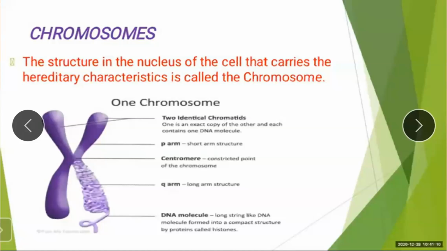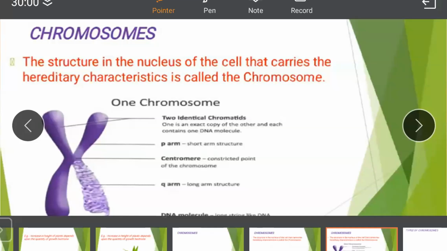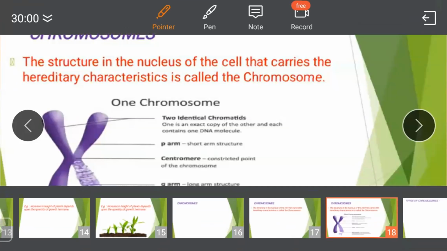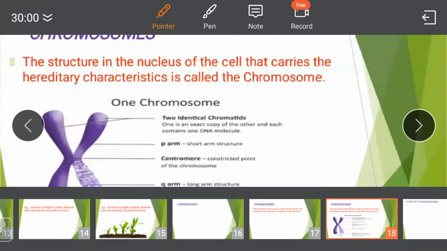What is a chromosome? What is the structure of a chromosome? Up till now you understand? Yes. Now moving further to the next part, that is types of chromosomes. On which basis are these types of chromosomes distinguished? The types of chromosomes can be easily identified during cell division. But on which basis are they divided into different types? On the basis of the position of the centromere. Up till here you understand?